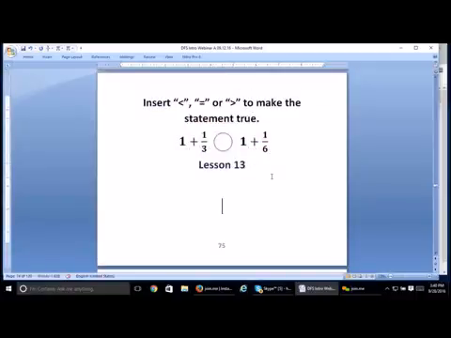Okay, how about this one? Less than, equal to, or greater. Please text chat your response. Less, equal, or greater. 1 plus a third versus 1 plus a sixth.